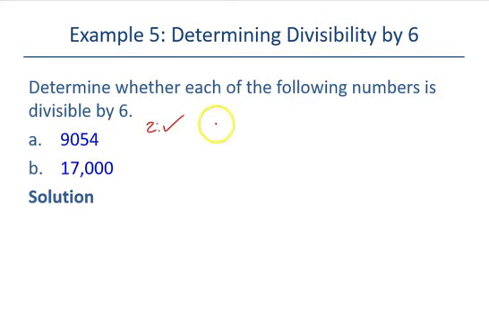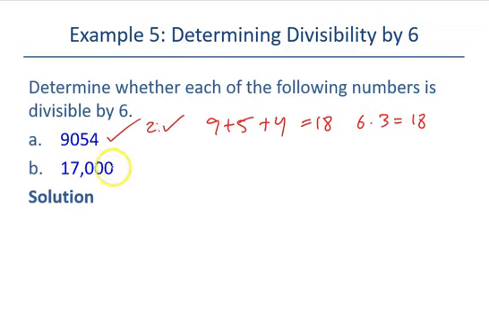How about 3? Well, let's do 9 plus 5 plus 4. 5 plus 4 is 9. 9 plus 9 is 18. Is that divisible by 3? Yes, because 6 times 3 equals 18. So yes, that one's nice and divisible.